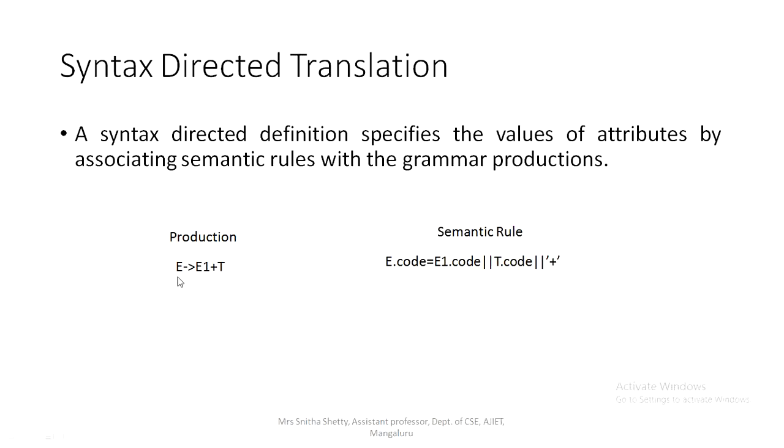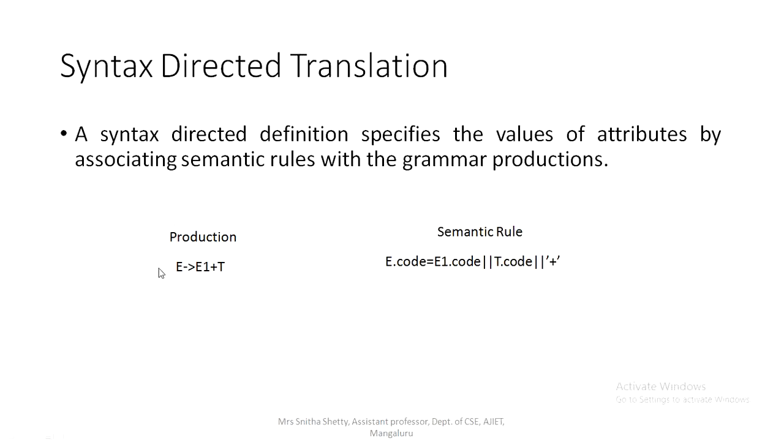So how we are writing is E.code = E1.code || T.code || +, and what is the operator here? Plus is an operator. So this is a semantic rule for this production. This is known as SDD, that is syntax directed definition. Now what is syntax directed definition? For the given production we are adding the rule, so that is known as syntax directed definition.